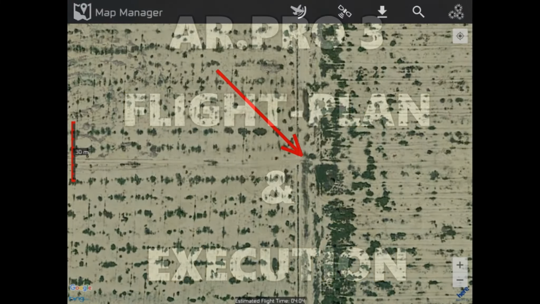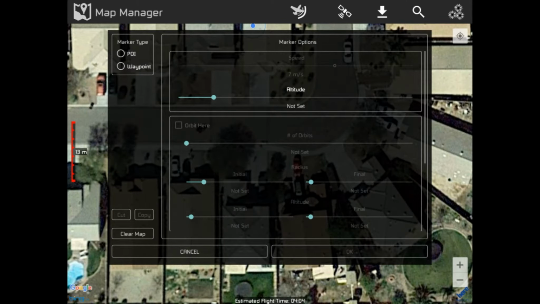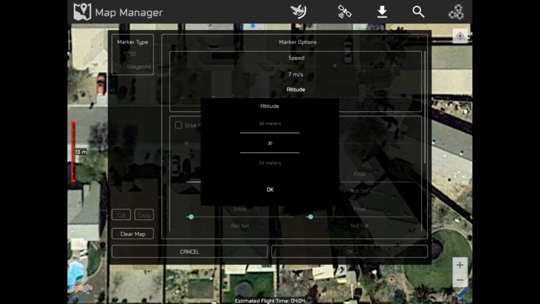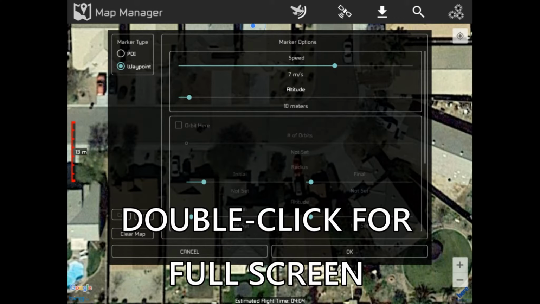So we're going to make a flight plan that is going to circle around that tree. So we'll go over here and we'll start at my house. And we'll start right there. And we'll make a waypoint. And we'll let it go 7 meters per second, but we're going to start the first waypoint at, let's go with 10 meters, which is about 30 feet, roughly. Okay, that's our first waypoint.